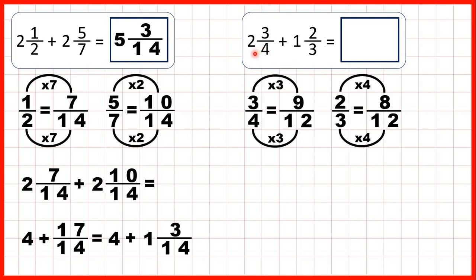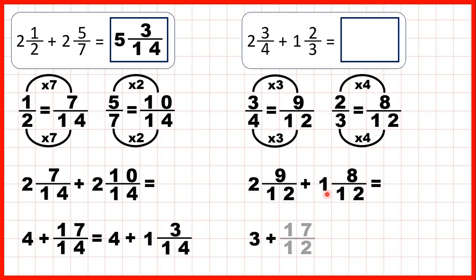So we can rewrite our question. Instead of 2 and 3/4, we can write 2 and 9/12, because that's equivalent to 3/4, and instead of adding 1 and 2/3, we can add 1 and 8/12. Now adding our whole numbers, 2 plus 1 is 3, but when we add our fractions, the denominator stays the same, and 9 plus 8 is 17.